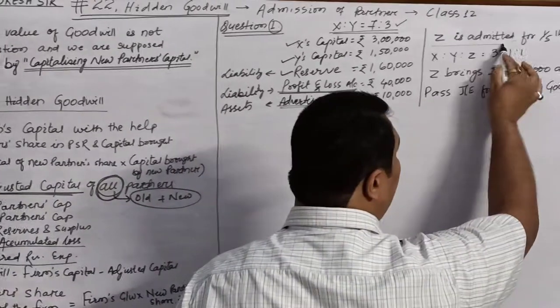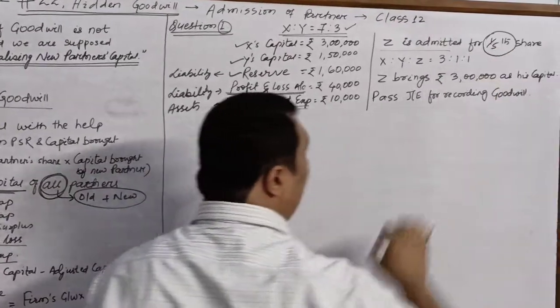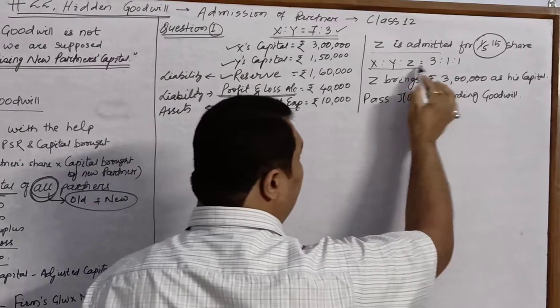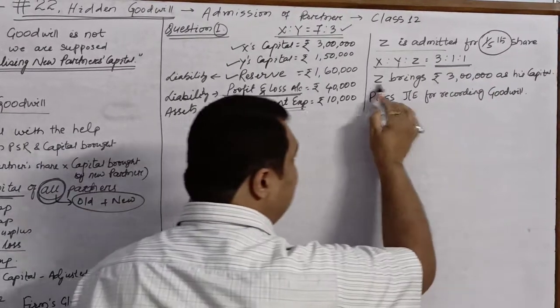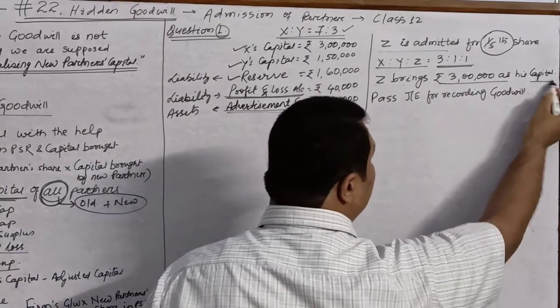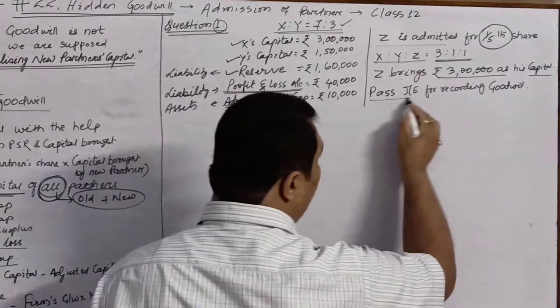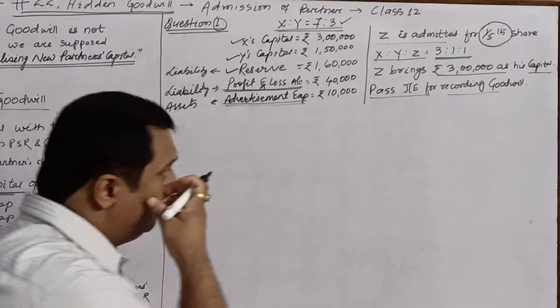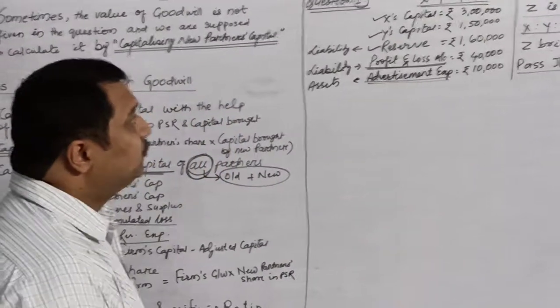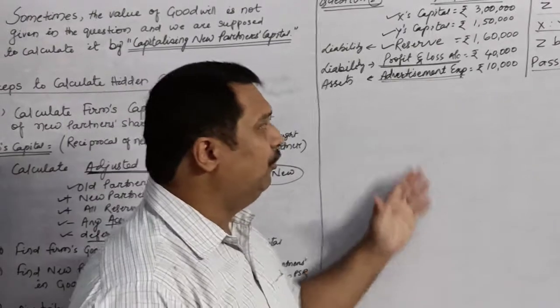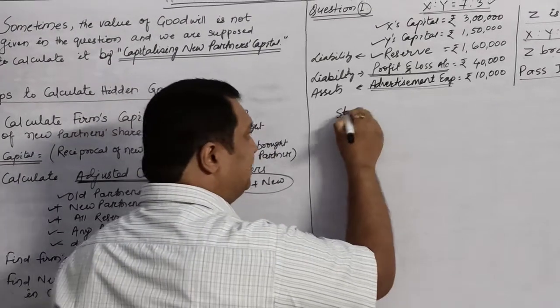Now Z is admitted for 1/5 share of profit, and the new profit sharing ratio is decided to be 3:1:1. Z brings 3 lakh as his capital, and we are required to pass journal entries for recording goodwill. Now, in order to solve this, we are supposed to follow the steps. What was the first step?